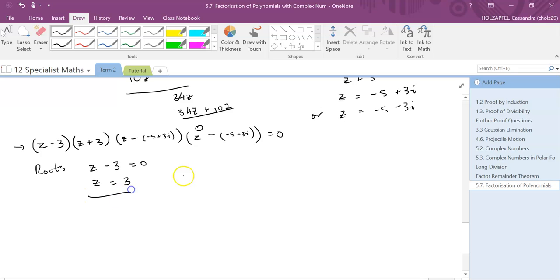Okay, so that's my first root. That's a real number. Then I've got this next one. This is just using my null factor law, by the way. Equals negative 3, so second real root. And then we already knew the other two roots because we did that using completing the square. So negative 5 plus 3i.